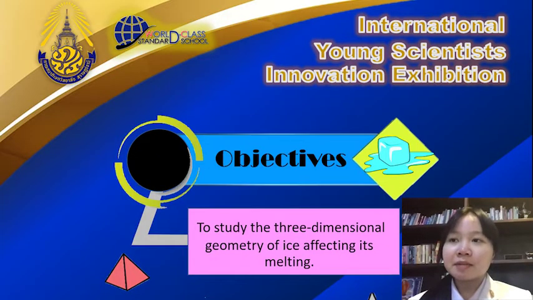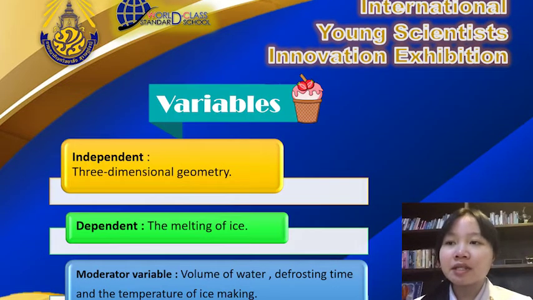The three-dimensional geometries to be studied were a sphere, cylinder, cone, pyramid with a square base, and rectangular prism. The objective of this study is to study the three-dimensional geometry of ice affecting its melting. The independent variable is the three-dimensional geometry, and the dependent variable is the melting of ice. The moderator variables are the volume of water, the freezing time, and the temperature of ice making.